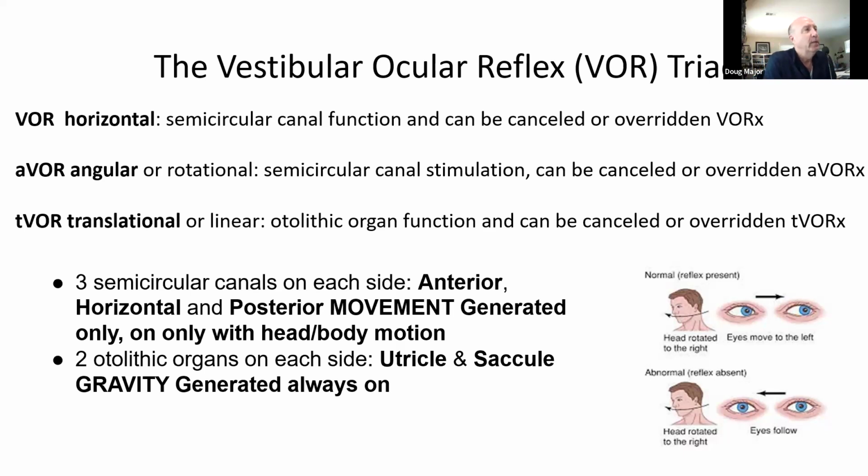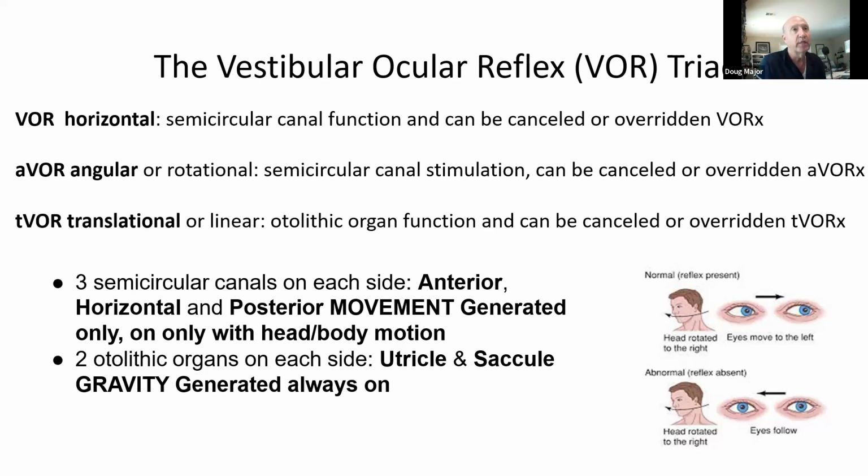So there's really, I'm going to divide it into three categories, even though it becomes sort of problematic when people use different nomenclatures. But let's talk about the VOR for the horizontal. We'll talk about VOR for the angular and VOR for the translational. Okay, so the VOR for the horizontal, I'm going to suggest is the side to side, and that can be overridden or canceled. Angular VOR or rotational VOR can also be canceled or overridden.